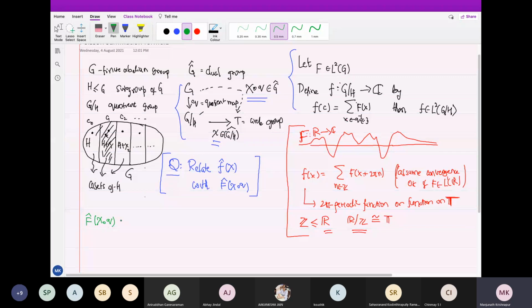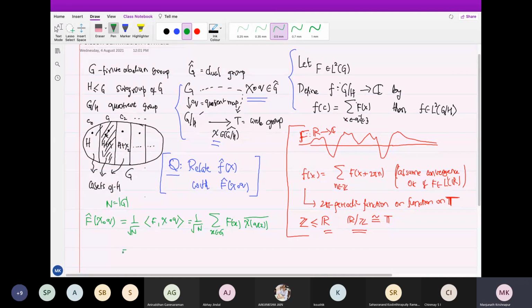Capital F hat of chi compose Q by definition is 1 by square root n times the inner product of F with chi compose Q. This is the definition, right? Where n is the size of the group, the big group. So it is 1 by square root n, sum over x in G, F of x, chi of Q of x conjugate.